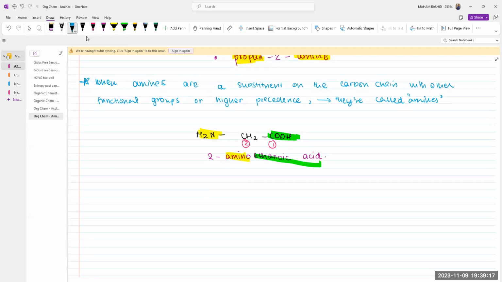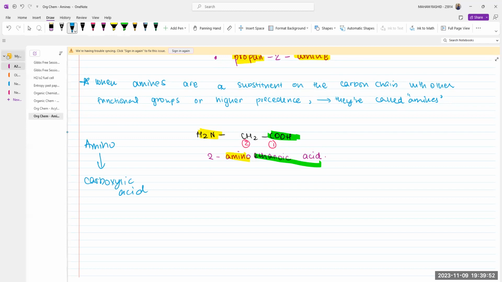Now look, in this case, you've named it as 2-amino ethanoic acid. The list of precedence, I'll give that list to you. In it you need to see which comes first, right? So in the list of precedence, your amino group comes above your carboxylic acid. So when you see the precedence list, you will realize that the amino group comes above, so you're going to write your amino first, okay?